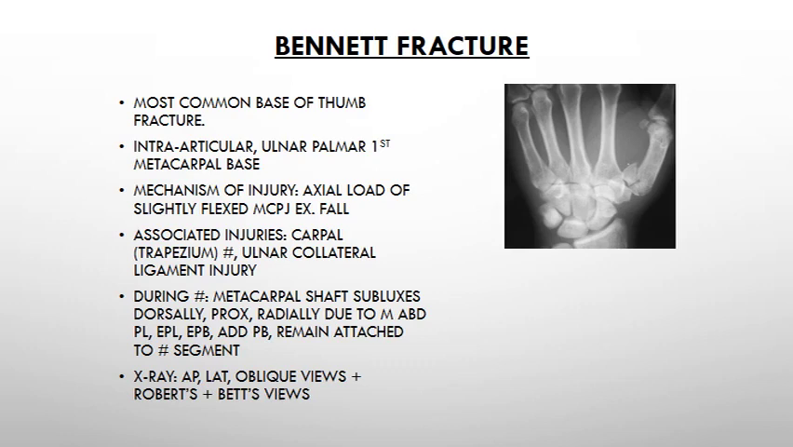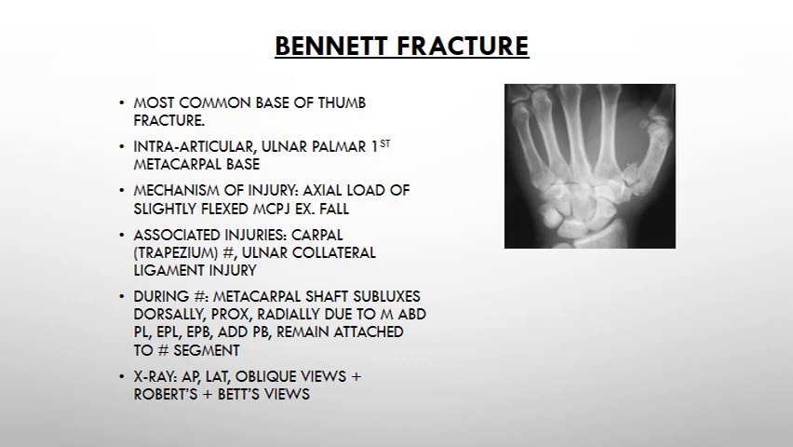During a fracture, the metacarpal shaft subluxes dorsally, proximally, radially, due to a few different muscles acting on it. Muscles are your abductor pollicis brevis, your adductor pollicis, your extensor pollicis longus, and the segment remains attached. So it is often an avulsion fracture.